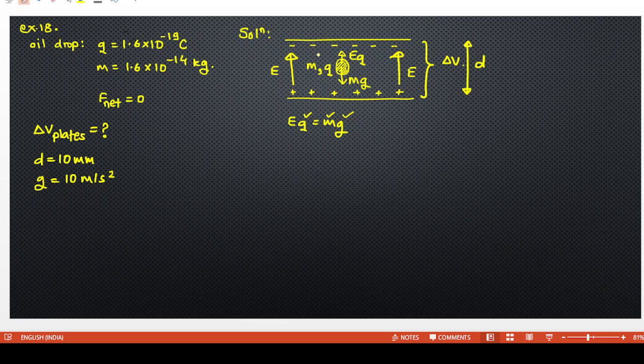At all points we will assume that the electric field is the same in magnitude and direction. Clearly the direction is upward and the magnitude is E at all points. Then this electric field can be replaced as the potential difference between the two equipotential surfaces upon the perpendicular distance between those two surfaces. It is d. So delta V upon d is equal to mg. Now clearly separation is known, charge is known, mass is known, g is known. Find out delta V.